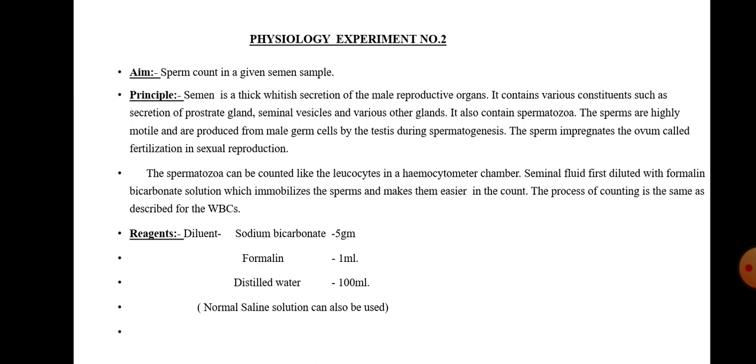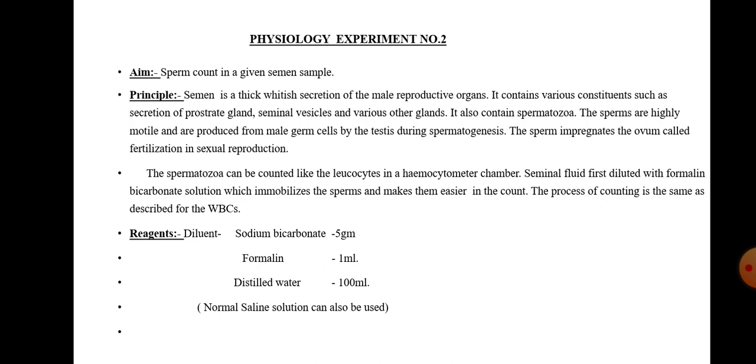Now the principle: semen is a thick whitish secretion of the male reproductive organs. This semen sample is collected from the bull. It contains various constituents such as secretion of the prostate gland, seminal vesicles and various other glands. Then it also contains the spermatozoa.